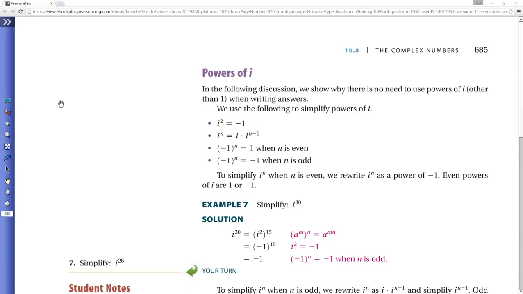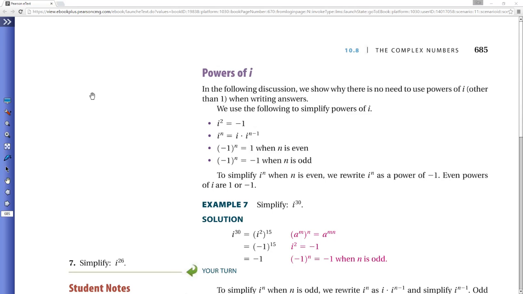Chapter 10, Section 8, Part 2. Kind of a little glitch in the video there. I'm going to finish this section here, but it's a pretty good break to look at powers of i. So I'm going to start over. I did start this a little bit in the prior video, but we're going to look at powers of i.